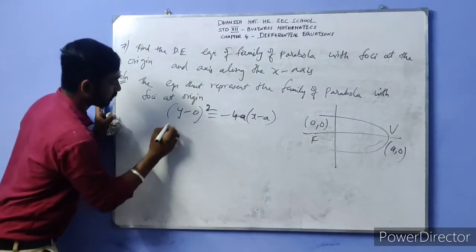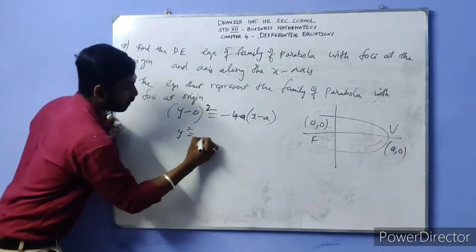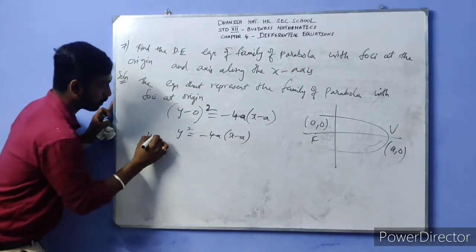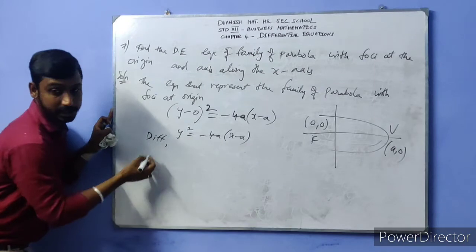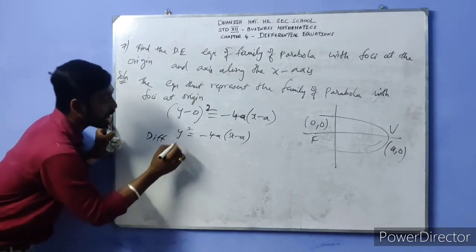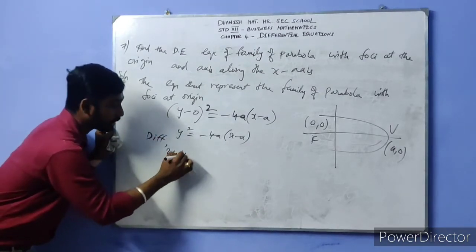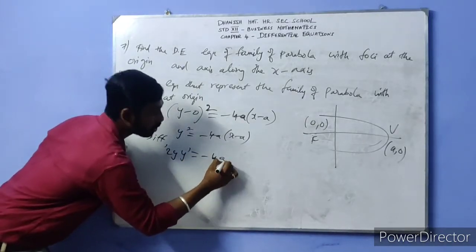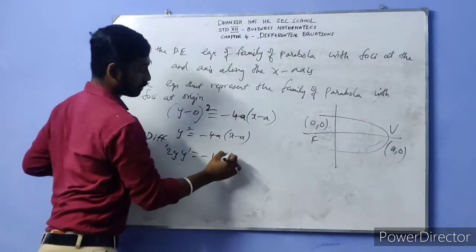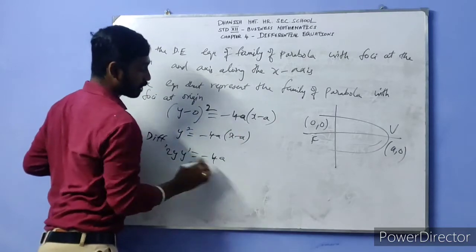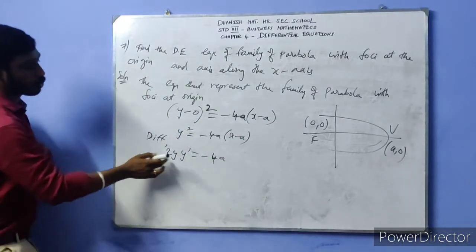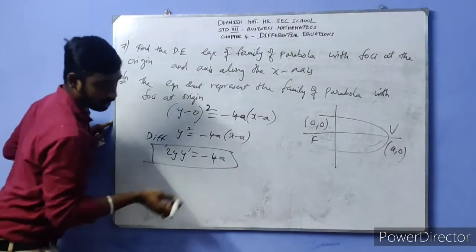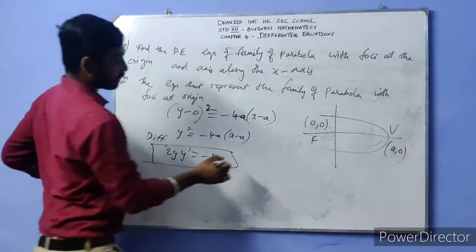Now write like this: y square equal to minus 4a into x minus a. It will be clearly understood now. Differentiating, we get 2y, and differentiating y gives y dash. Then we get minus 4a, the constant remains, the 0 here, and the x value will be 1. So there is no need to write it. So 2y into y dash equal to minus 4a. This one is the second equation.